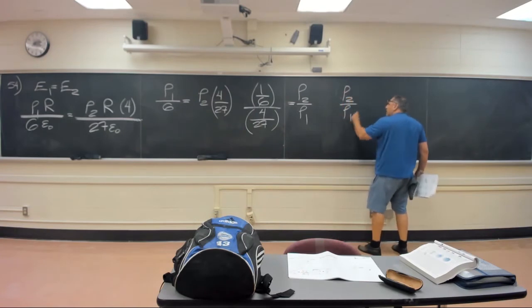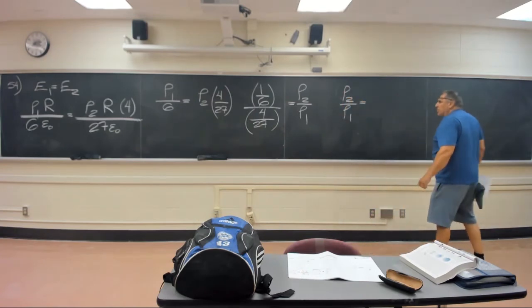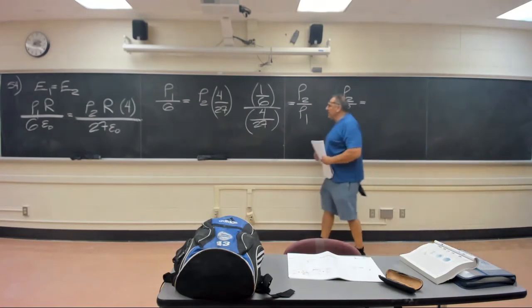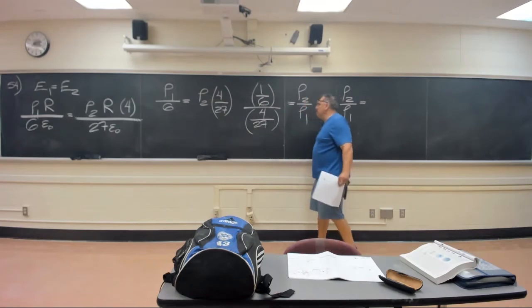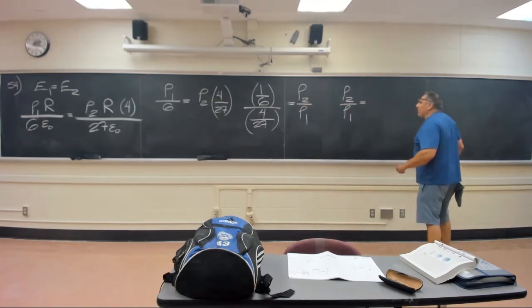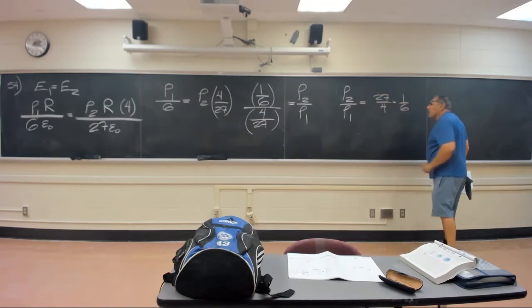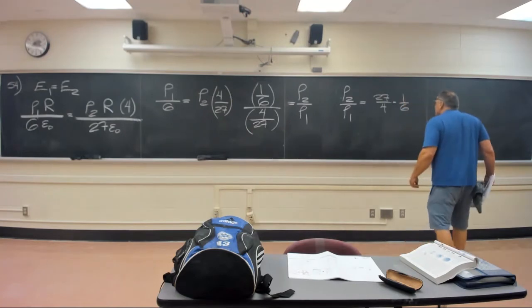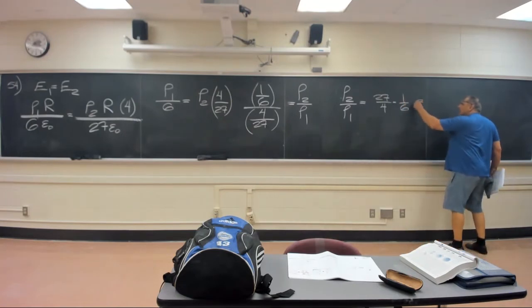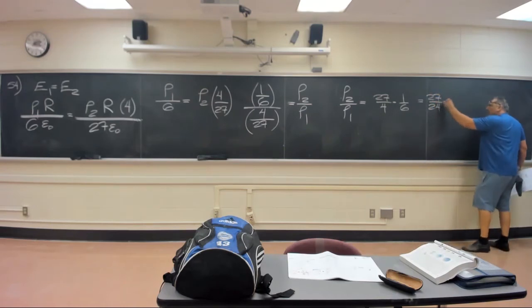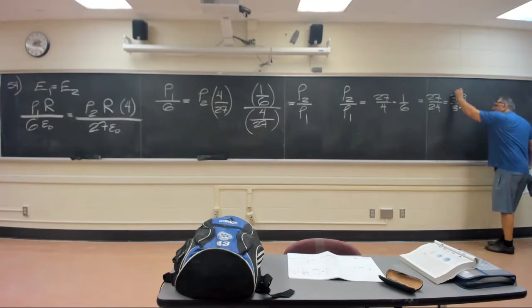Reduce that fraction. 4 over 27 on the bottom flips upside down. You flip this upside down and put it up top. It's 27 over 4 times 1/6. True. That's 27 over 24. 3 times 9, 3 times 8.